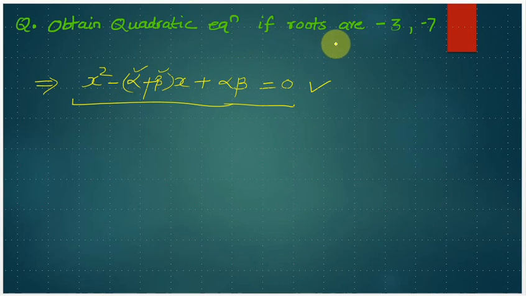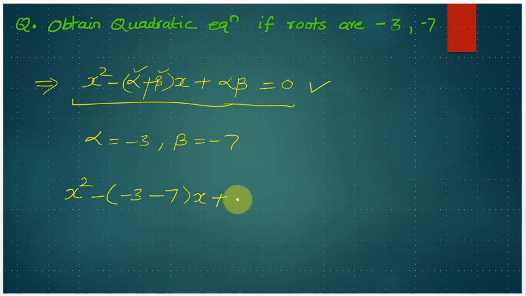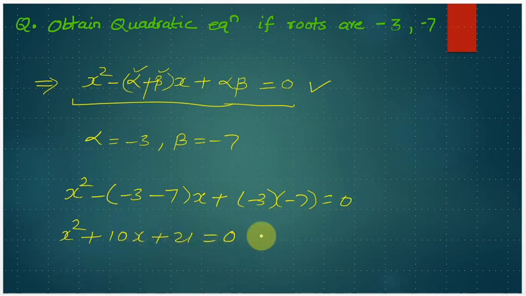So put the values alpha and beta in this equation. Let alpha be equal to minus 3, beta be equal to minus 7. Put these values in the given equation: x square minus (minus 3 minus 7)x plus alpha into beta, which is minus 3 into minus 7, is equal to 0. So this equation becomes x square plus 10x plus 21 is equal to 0. And this is the quadratic equation for the roots minus 3 and minus 7.